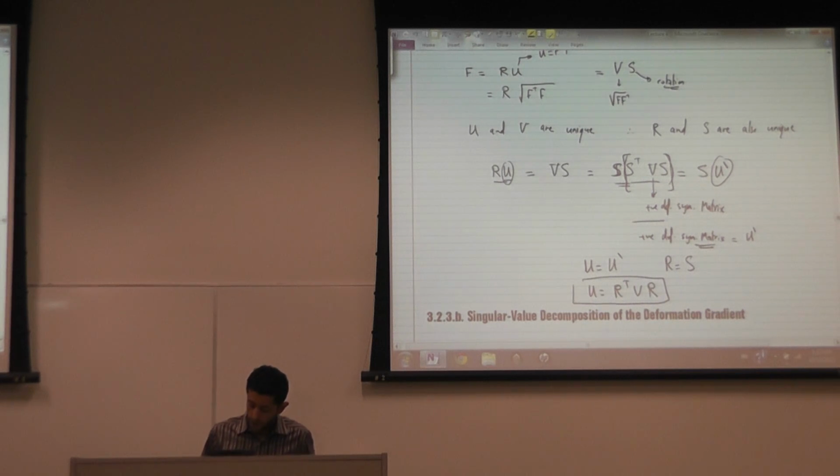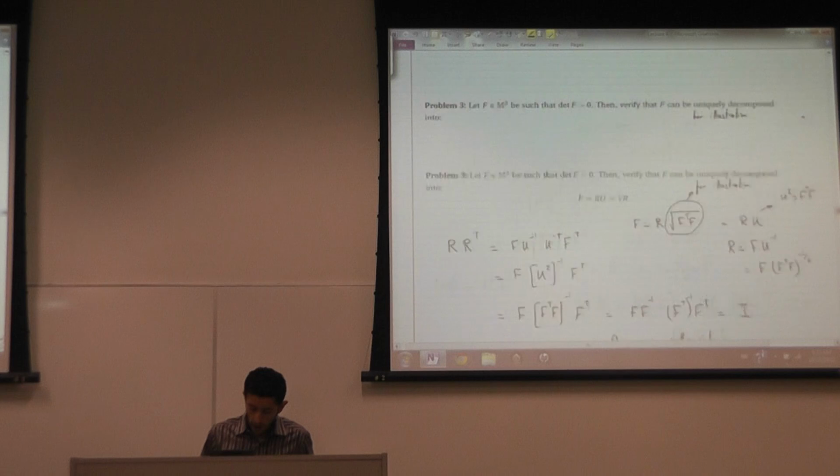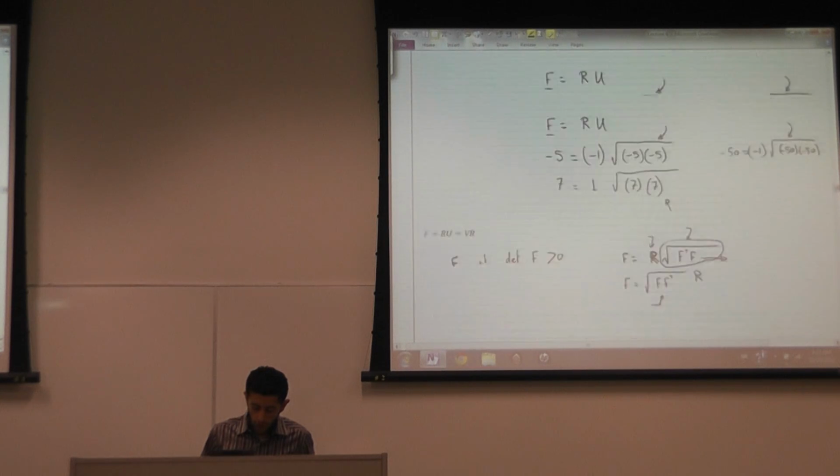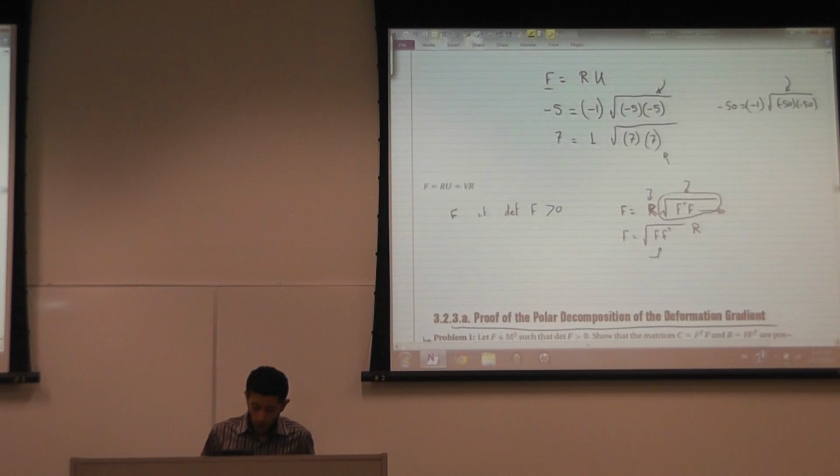So, let's just go back. What did we prove? From the beginning, we proved that if I have a matrix whose determinant is greater than 0, I can find a rotation matrix and a positive definite symmetric matrix that's equal to the square root of that matrix squared, such that F is equal to RU.